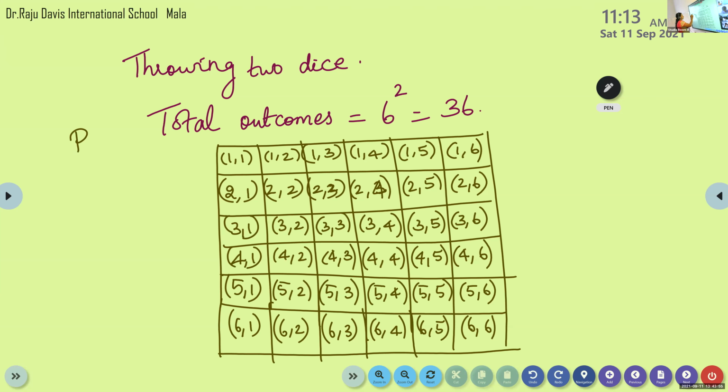And what are the possible outcomes when we throw 2 dice? 1,1; 1,2; 1,3; 1,4; 1,5; 1,6. Like that, we will get 6 by 6 outcomes. 36 outcomes we will get.